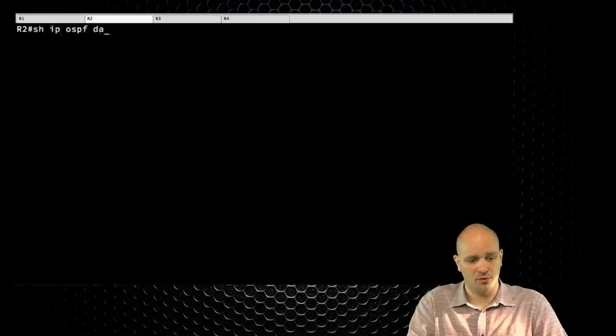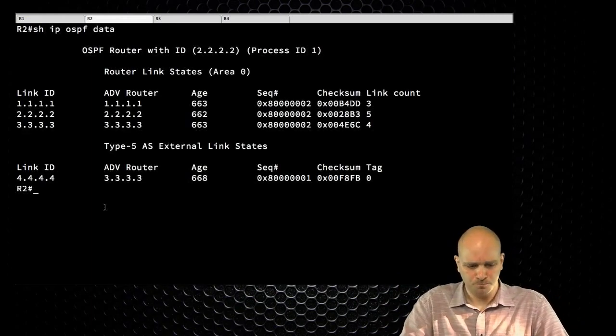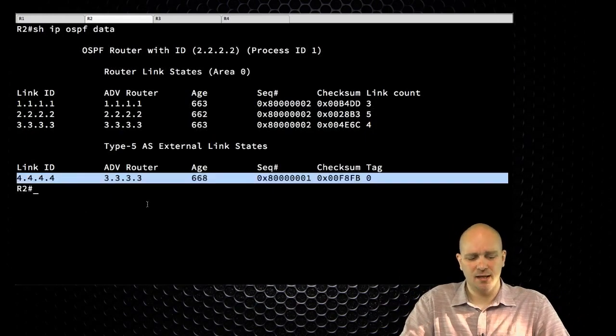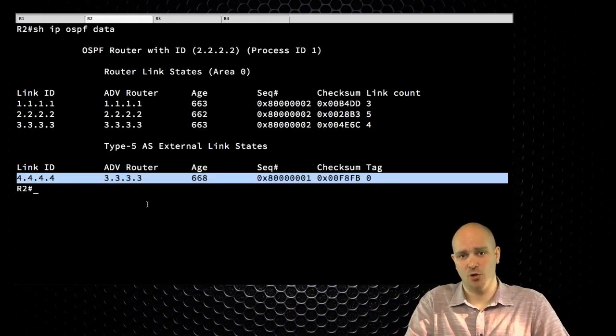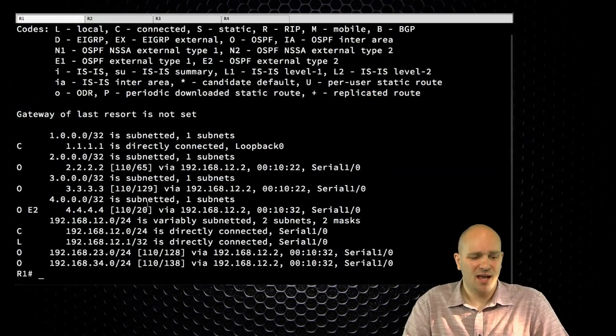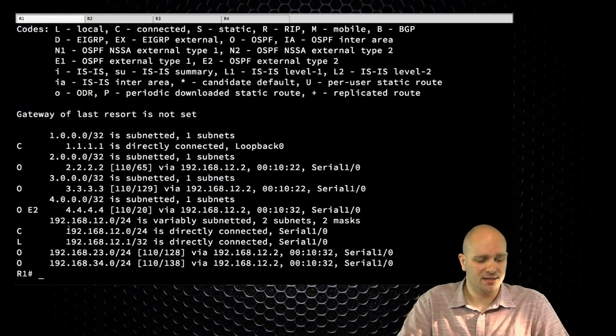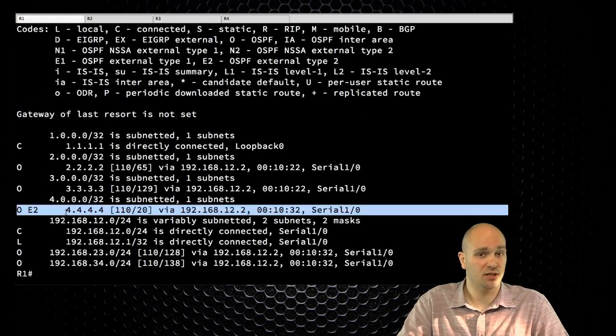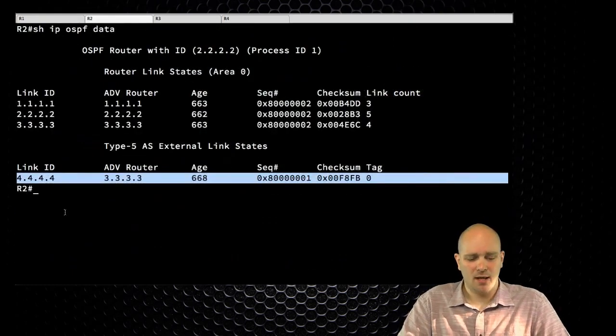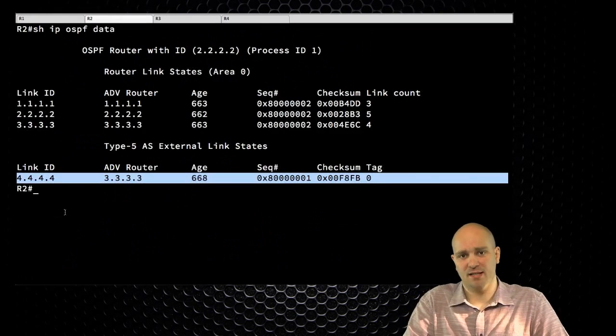So if I do show ip ospf database on R2, I am going to see the LSA in the OSPF database. Now, this is something that I expected to see, because how else would R1 get this route if R2 didn't flood this LSA to it? But what is preventing this LSA on R2 from going into the routing table? To answer that question, I actually have to take a look a little bit deeper into this LSA.